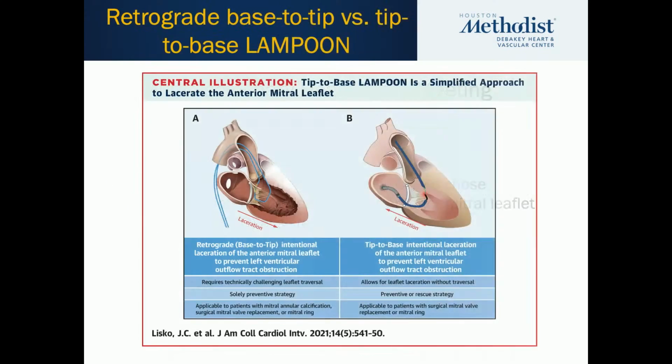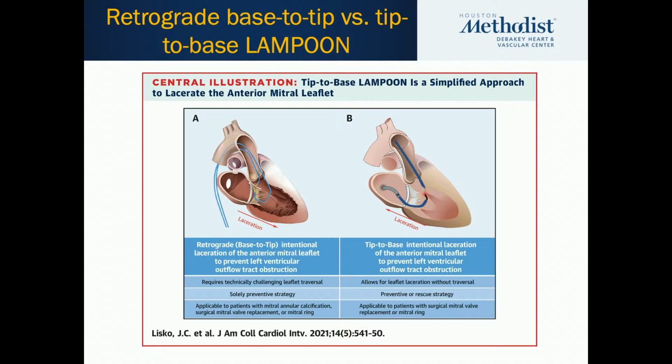The team discussion was that she was a high to prohibitive surgical risk, and as Dr. Kleiman mentioned, septal ablation was thought to be of less benefit because of the thickness of the basal septum. So we decided to proceed with a LAMPOON procedure, which is the intentional laceration of the anterior mitral leaflet to assist the TMVR procedure. So, a brief illustration of the two approaches to LAMPOON.